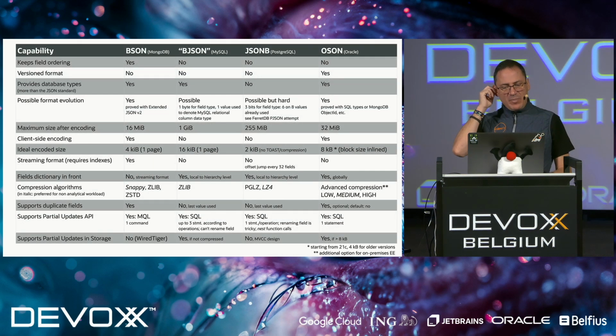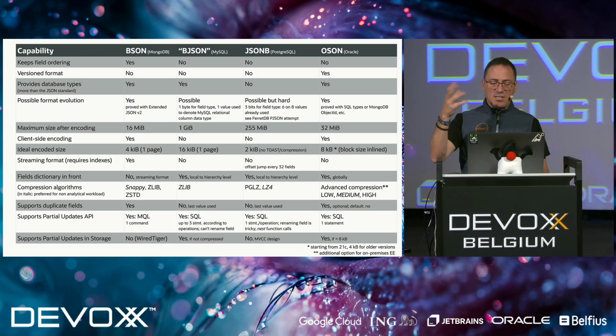In the case of capabilities, the JSON format from MongoDB is the one that keeps the field ordering, and they have to do this for the streaming, whereas the other binary formats do not keep that, so you can access the data in any kind of order you want. I mentioned that Oracle is the only one that at the moment does support a version tag in the format, so you can tell which version you're using.